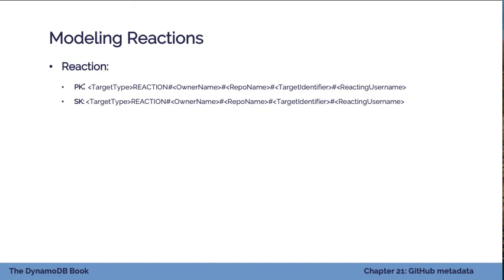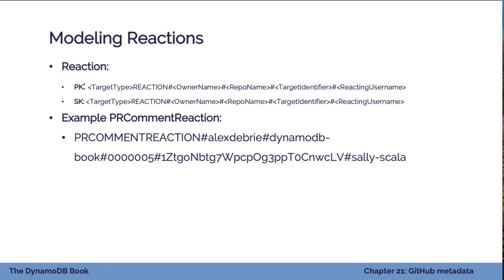So let's walk through what we have here with an example of a PR comment reaction. So first thing we have there in bold is going to be PR comment reaction in all caps. So that has that target type of PR comment because they're reacting to a comment on a PR. It's not the PR itself. It's not a comment to an issue. It's a comment on a PR. So it's a PR comment reaction. Then we have the owner name of the repository, which is Alex Debris. We have the repo name of the repository, which is DynamoDB book.